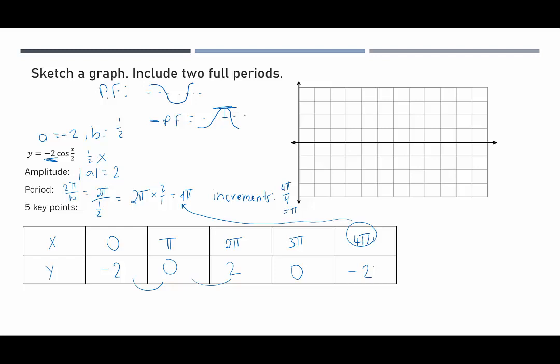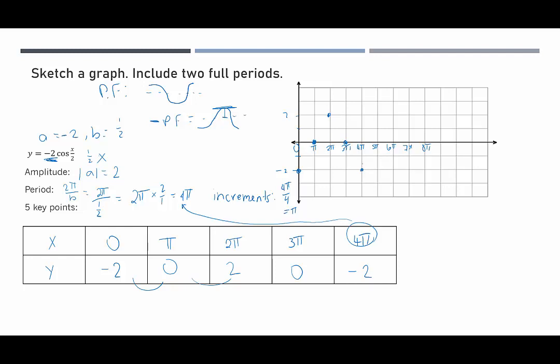Let's sketch these on this graph. So we have 0, pi, 2 pi, 3 pi, 4 pi. I'm doing 2 periods, and I can just keep going here. And I'm going to stop at 8 pi. I start at 0, -2, so -2 will be down here. I go up to the x-axis. I go up to 2, back down to the x-axis, back down. So there's one full period right there.